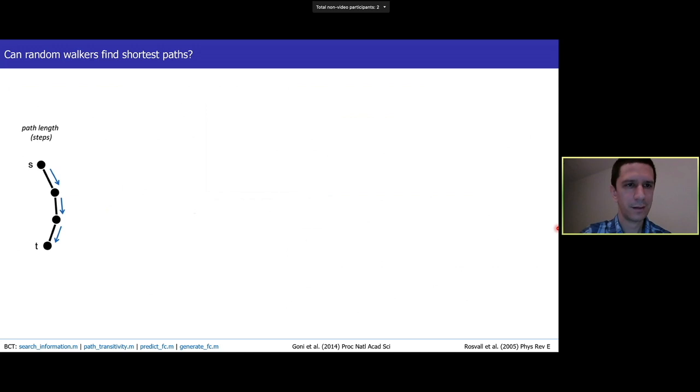So with search information, we are talking about a statistic whereby we want to quantify how easy it is for a random walker to actually find a shortest path between source S and a target T. So what you're seeing here is two different shortest paths, one that is kind of a straight shot from source to target, and one that goes through a series of highly connected nodes or hubs.